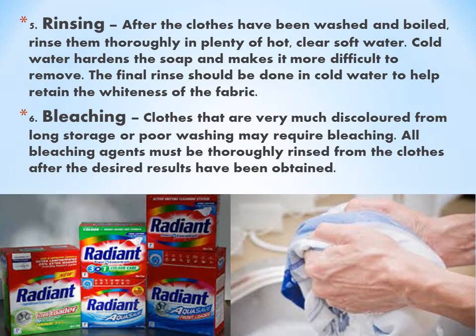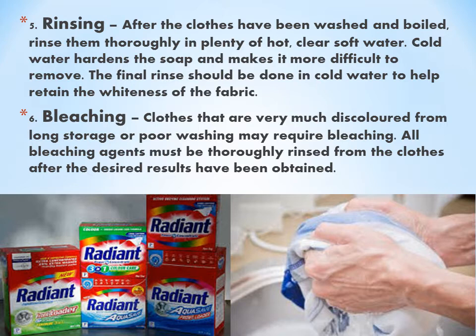The fifth step is rinsing. After the clothes have been washed and boiled, rinse them thoroughly in plenty of hot, clear, soft water. Cold water hardens the soap and makes it more difficult to remove. The final rinse should be done in cold water to help retain the whiteness of the fabric.